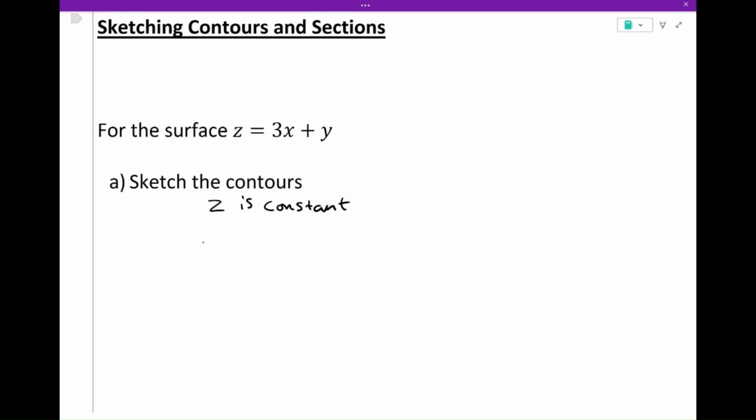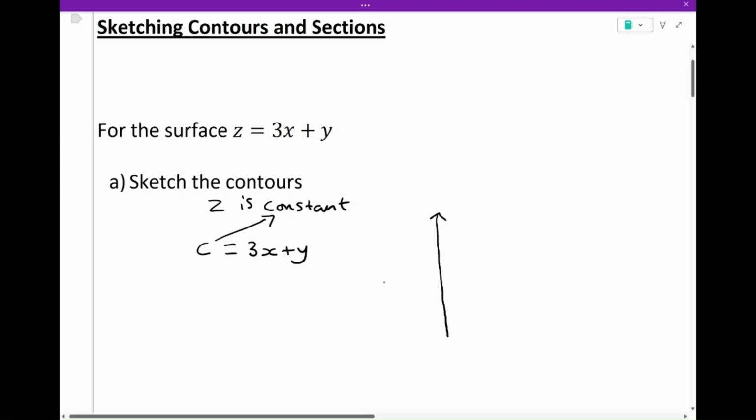So I'm going to write c is equal to 3x plus y, and the idea is c is a constant. Then we're going to have a go at sketching our contours. So first thing we need to think about is what we're going to label our axes. Remember, we're only going to have two axes here because we set z equal to a constant. And our variables left over are x and y, so it's going to be x and y.